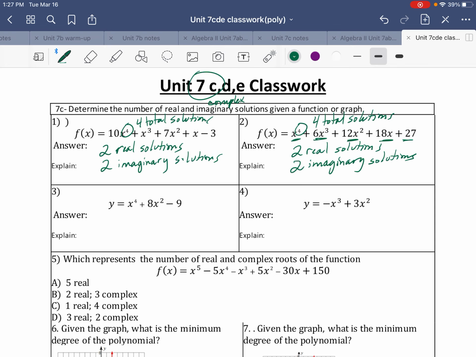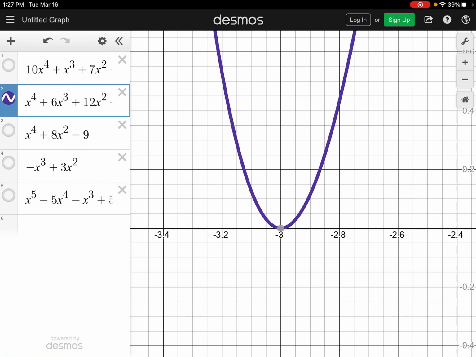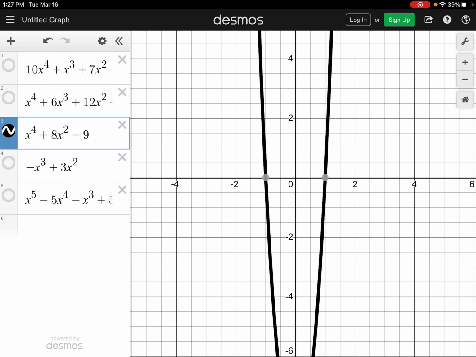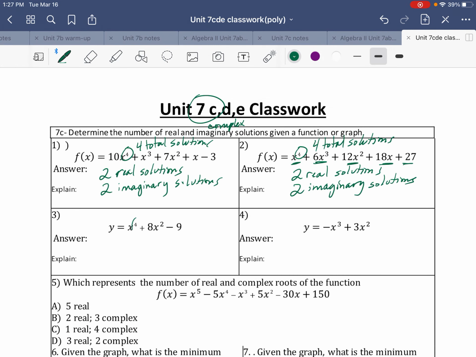Number 3, I'm going to put it right into Desmos again. And I hit the little house and see where it is. Looks like it's crossing twice again. And both of them are straight lines going through the x-axis, so those are real solutions. This is weird, but there's 4 total again. Seems like we're doing the same thing. So it's 2 real, and then the other 2 have to be imaginary.